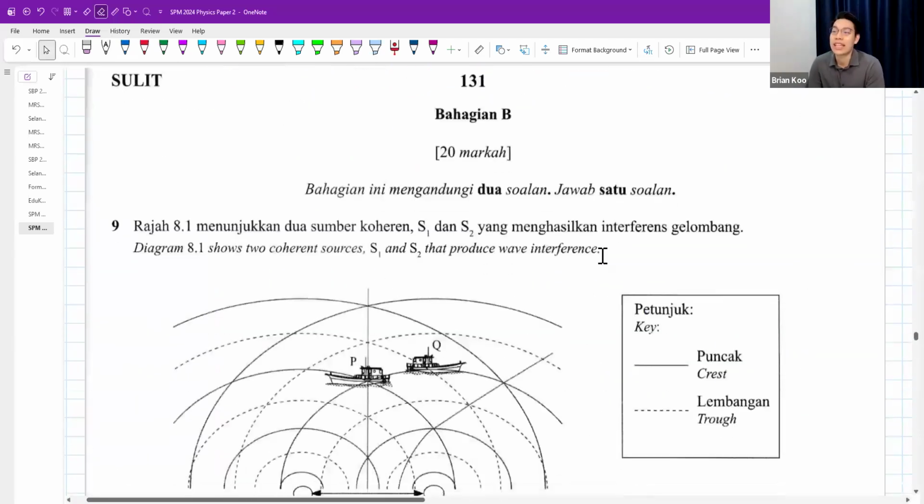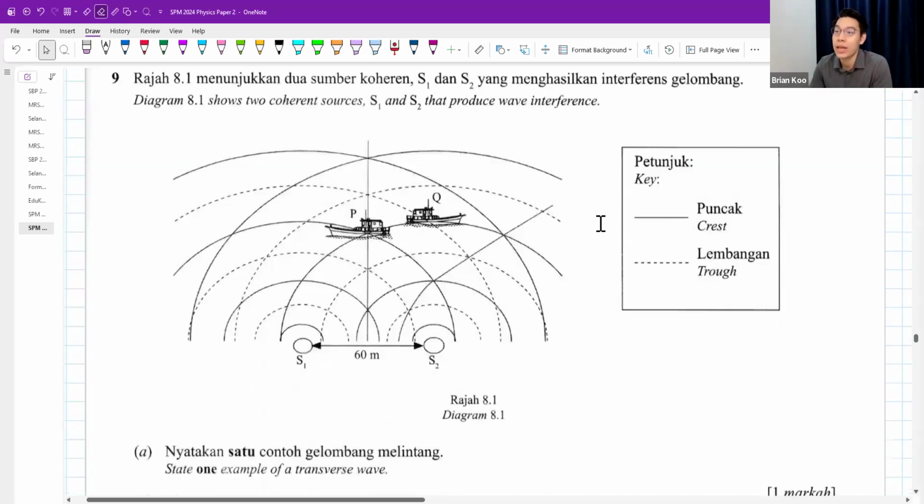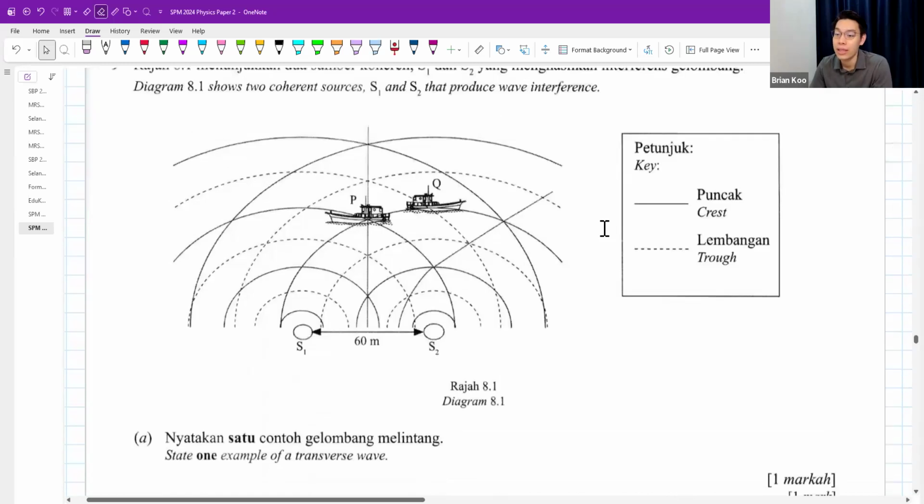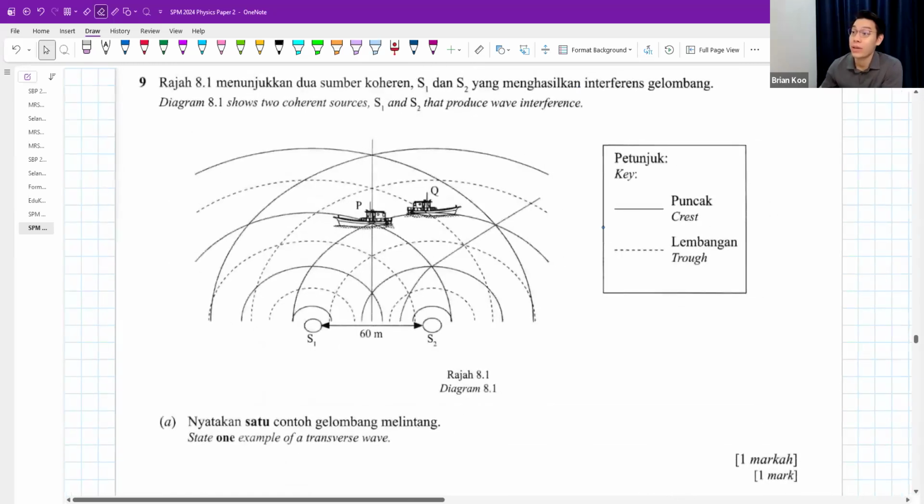And then we reach section B. Okay, so in question 9, this is waves, talking about interference of waves. You have two coherent sources that produce wave interference. State one example of transverse wave.